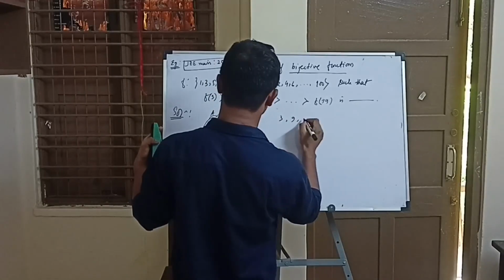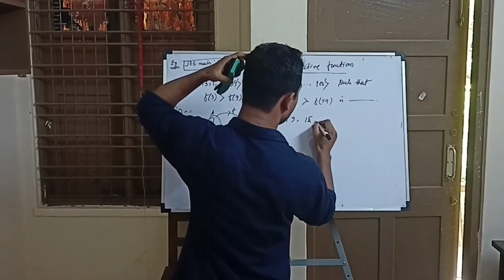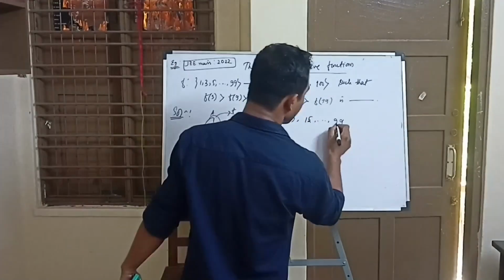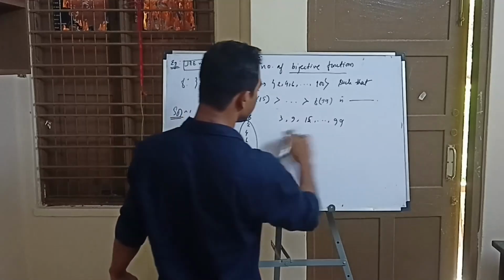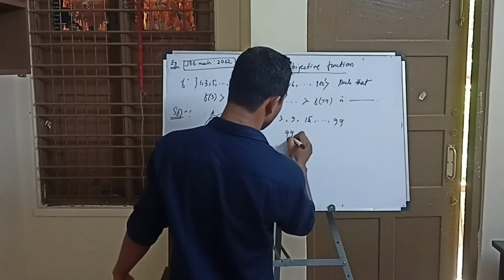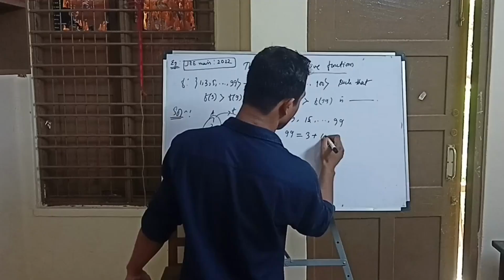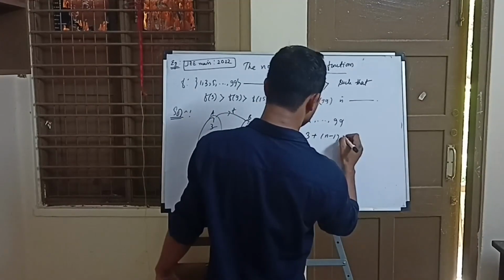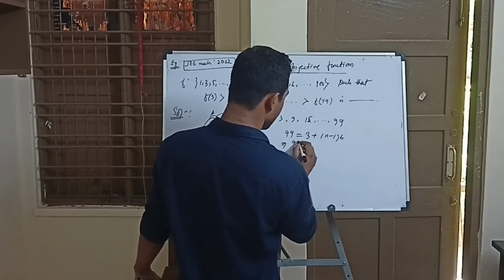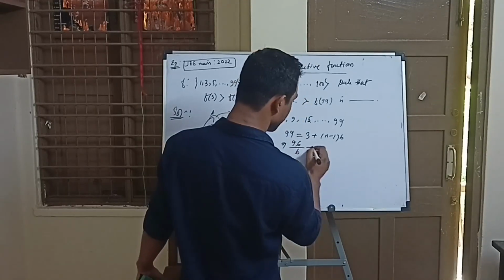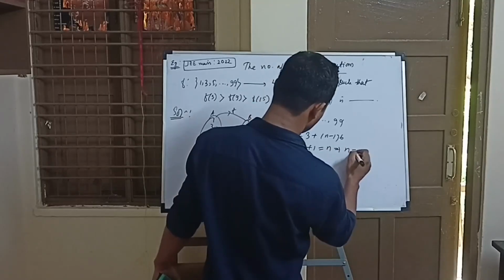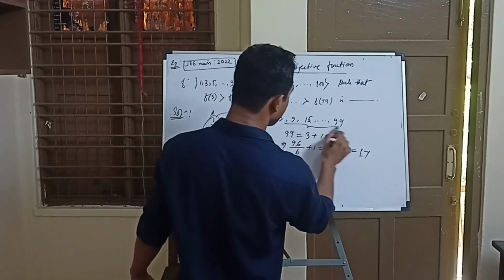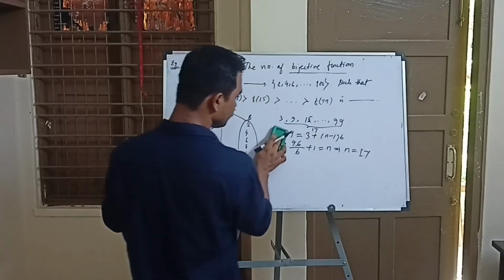3, 9, 15 is an arithmetic progression with common difference 6. The last term is 99, the first term is 3, and we have to find the value of n, the number of terms. 96 by 6 plus 1 equals n, which is 16 plus 1, 17. Correct? There are 17 numbers here.